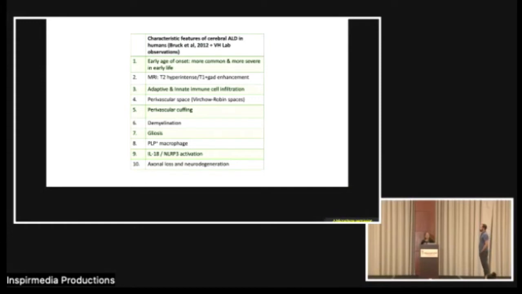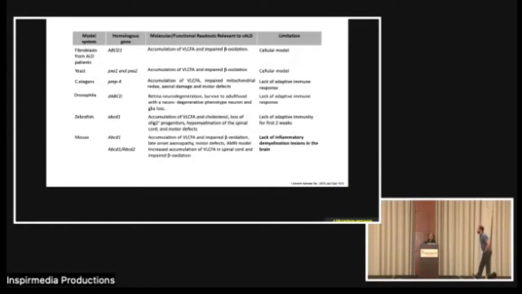Based on these factors, we want to develop our model. There are different models for ALD: a cell model, fibroblasts from a patient, yeast, C. elegans, Drosophila, and then zebrafish and mouse. They are very good models to help us understand the mechanism, like accumulation of very long chain fatty acids or beta oxidation. But there is a disadvantage of these models because most of them, especially C. elegans and zebrafish, don't have an adaptive immune response.